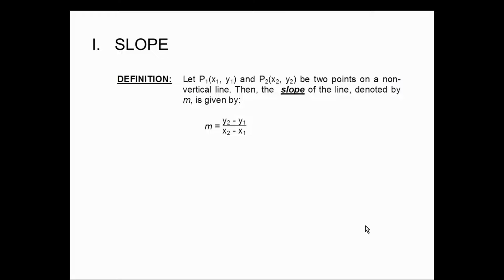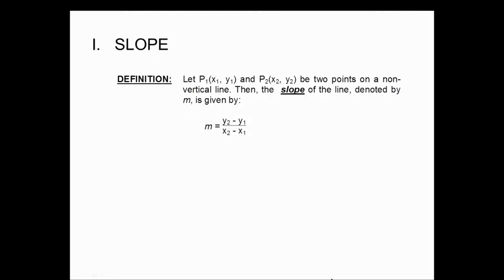Definition. Let P1 with coordinates x1, y1 and P2 with coordinates x2, y2 be 2 points on a non-vertical line. Then the slope of the line, denoted by the letter m, little m is always used for slope, is given by m equals y2 minus y1 over x2 minus x1. The common thing that goes wrong is students get it upside down. The y's are in the numerator, the x's are in the denominator.